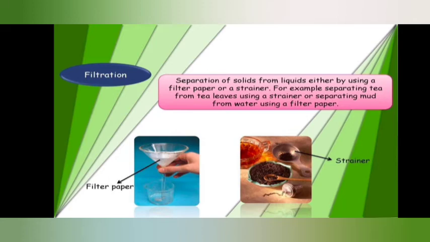It is a very common method which is used in our homes also. How do we serve tea? After preparing tea we separate the tea leaves, right? By using a strainer, which is a wire mesh held in a frame. The strainer in fact acts as a filter. Okay, so this is the method which is used for filtration.